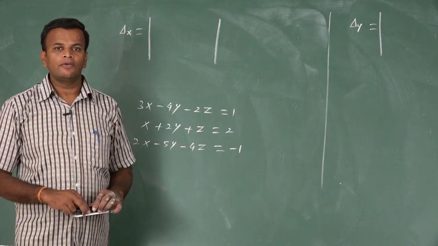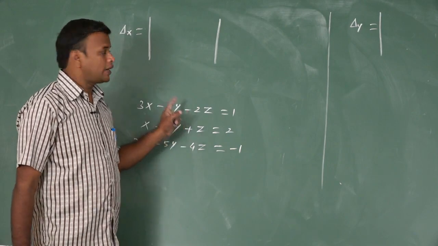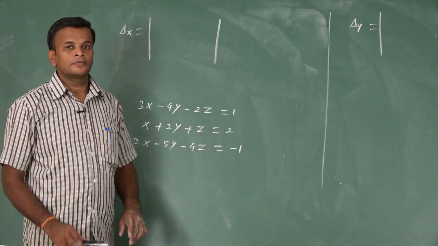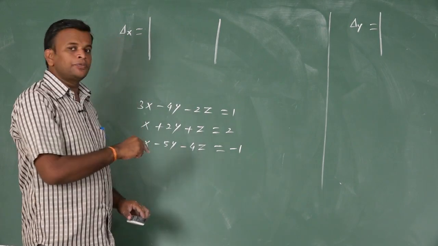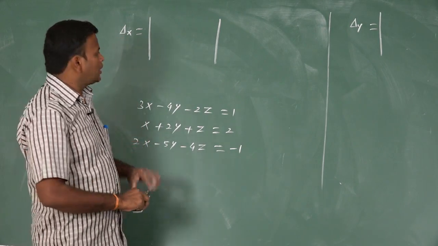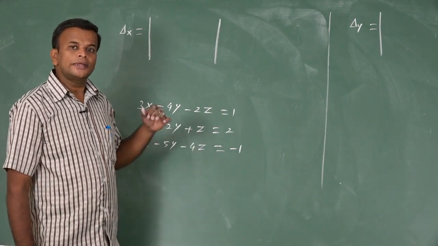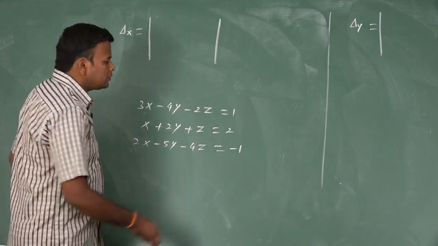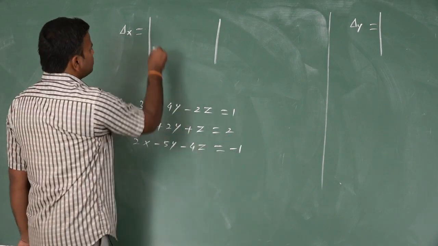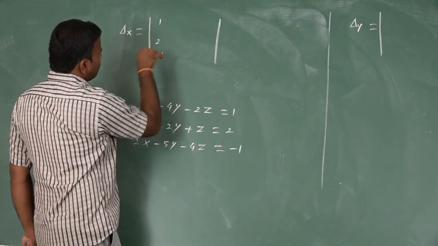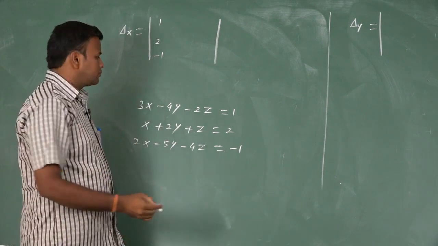Next we find the value of del x. Important, all are in capital letters. So we find del capital X. The working rule: we remove the coefficient of x column, and we enter the RHS value. Actually the first column is the coefficient of x column. What is the RHS value? 1, 2, minus 1. So it lies in the first column.